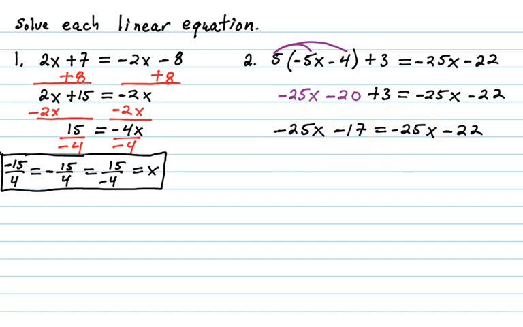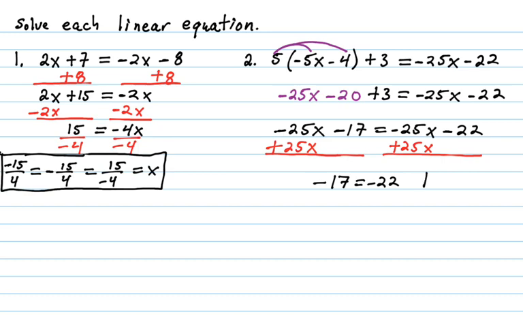So to move a minus 25x, we need to add 25x to both sides of the equation. So we're going to add 25x to the left-hand side, and anything you do to the one side of the equation you have to do to the other. That's the golden rule for solving equations. Add 25x to the other side. And so we have negative 17 is equal to negative 22.